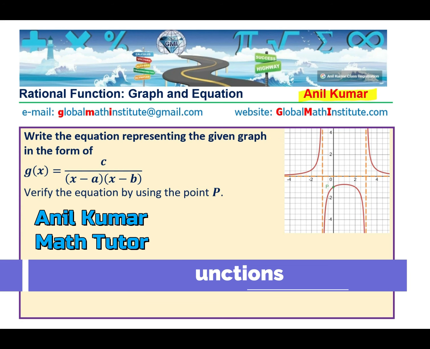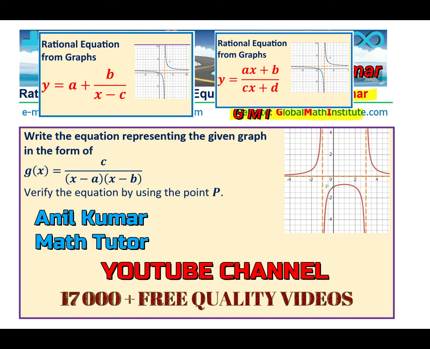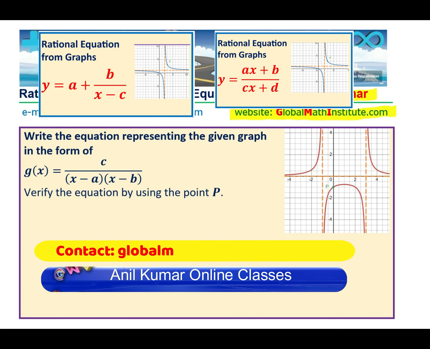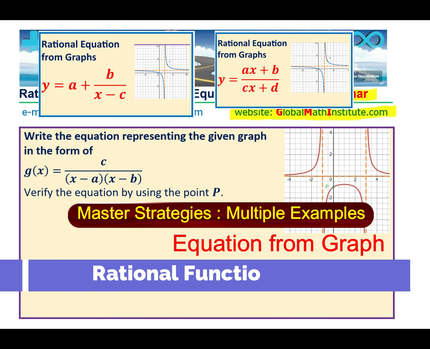Let us now understand how we write an equation from the given graph of a rational function. There are three types of equations which can be written. We'll look into all of them one by one.